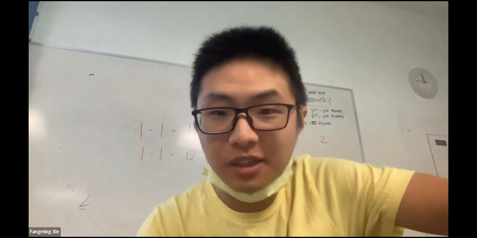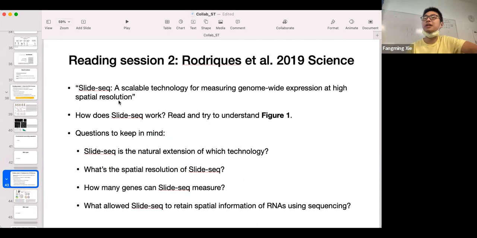Let's dive into the second technology, which is complementary to Merfish, another important branch. So reading section two, and we can take a break if you want while you're reading. It's the second PDF I shared with you, Rodriguez et al. 2019, Science. You can also search the title: Slide-seq, a scalable technology for measuring genome-wide expression at high spatial resolution.